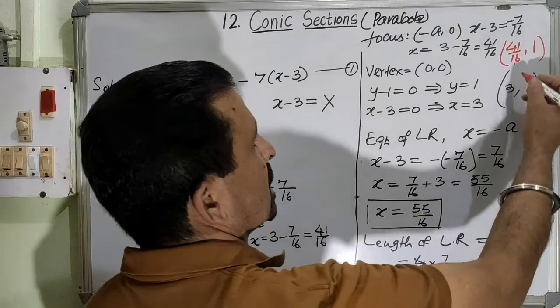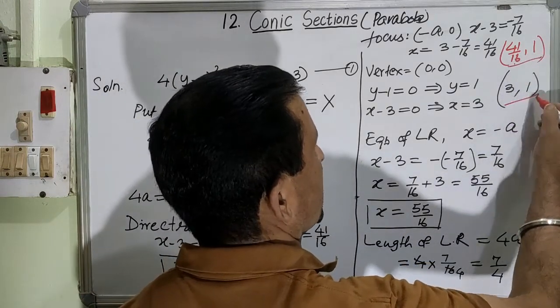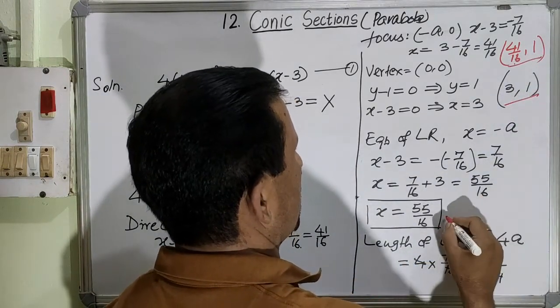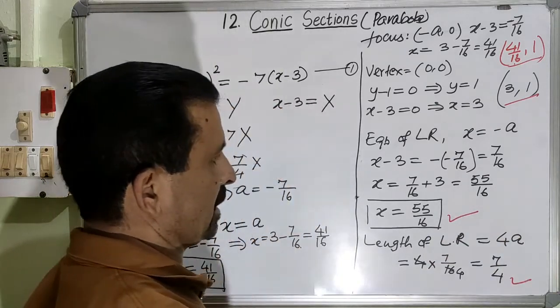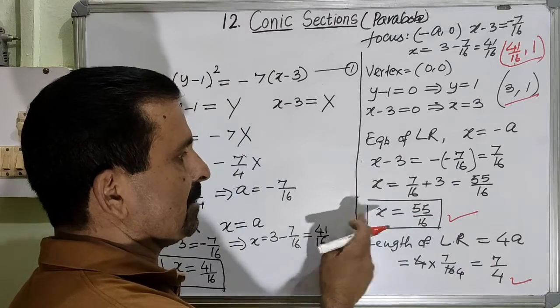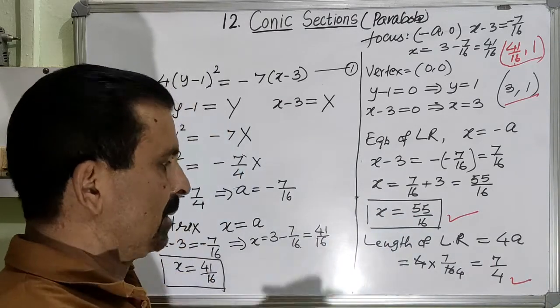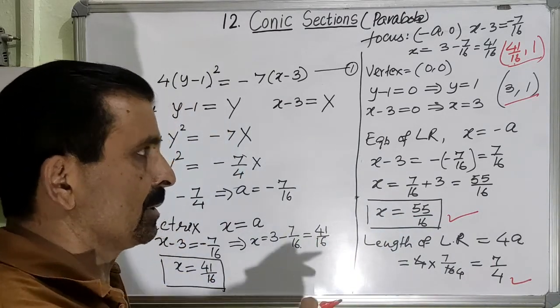This will become the coordinate of your focus. Is it okay? So, this is the coordinate of your focus, this is the coordinate of your vertex, this is the equation of your latus rectum and this is the length of your latus rectum. Don't be confused. We will see a few more questions.